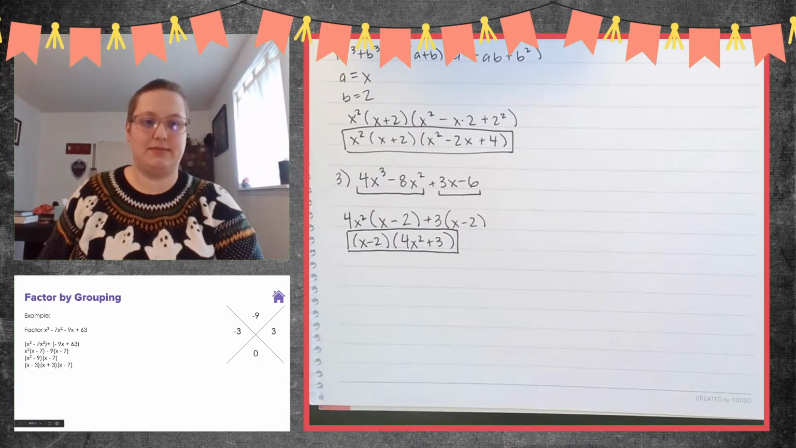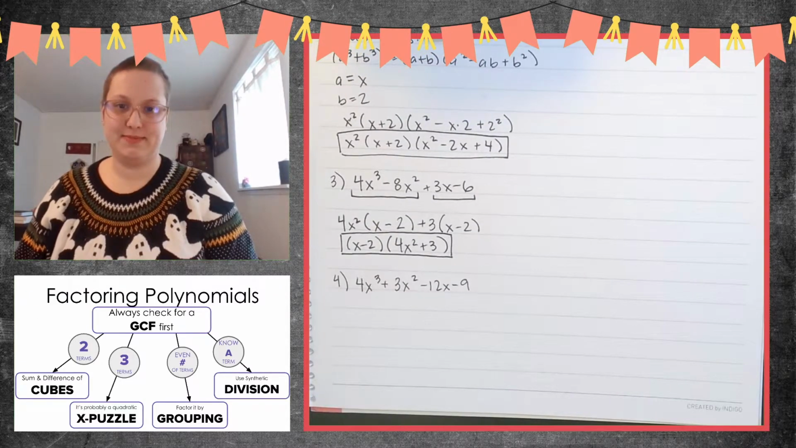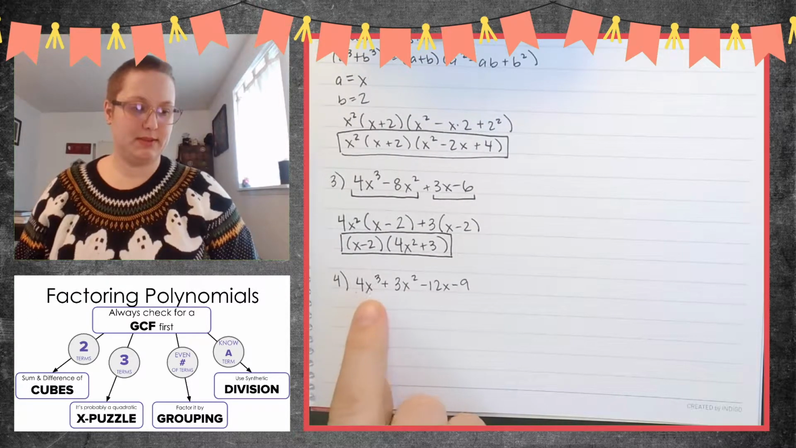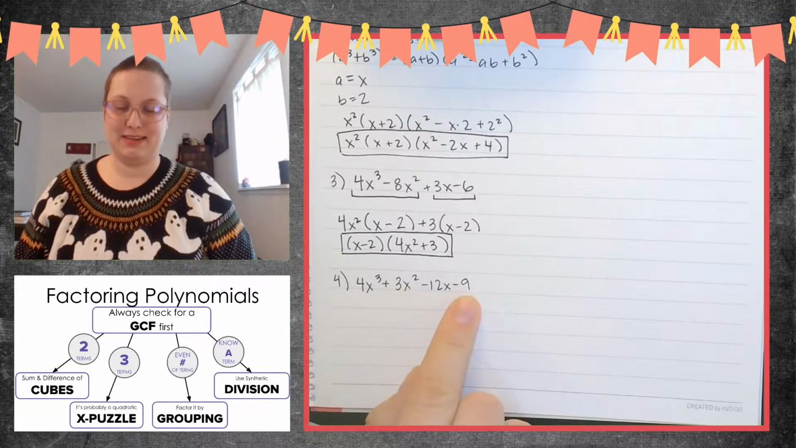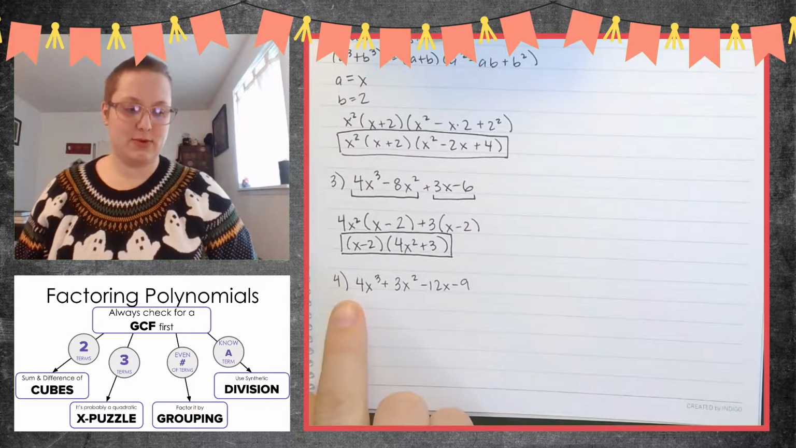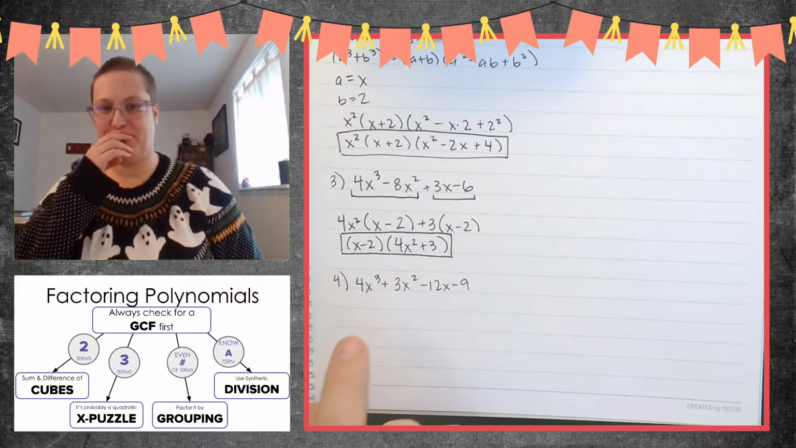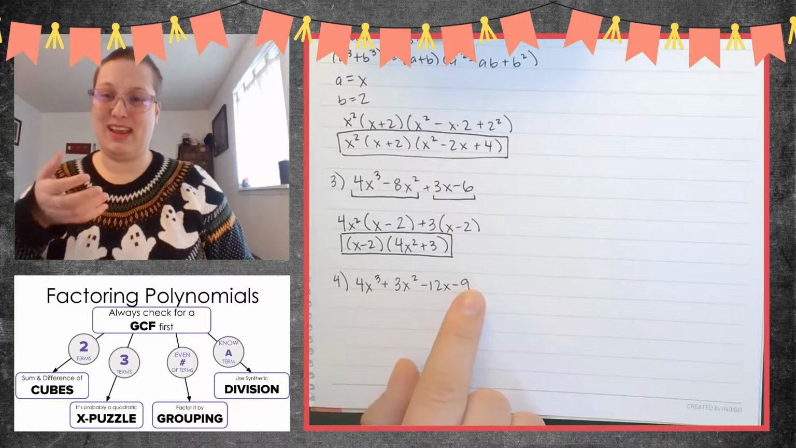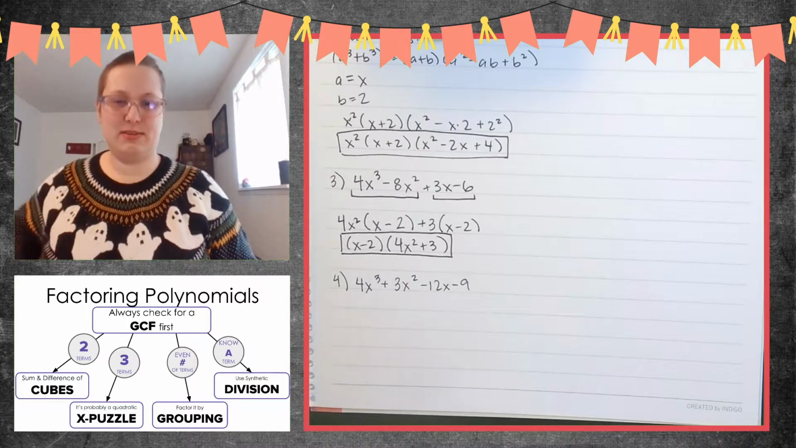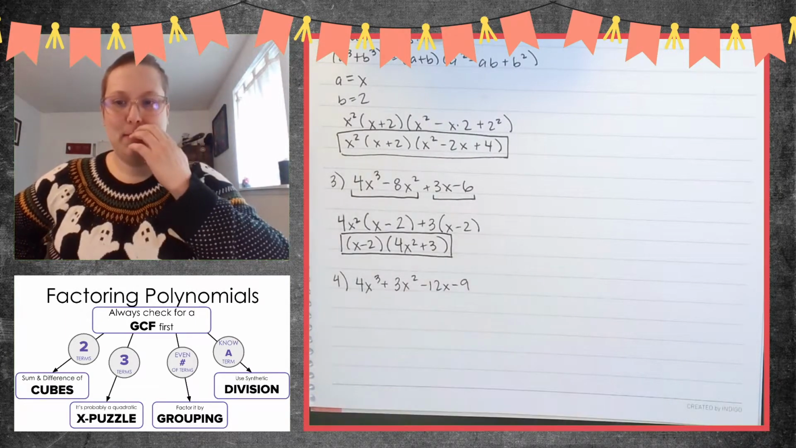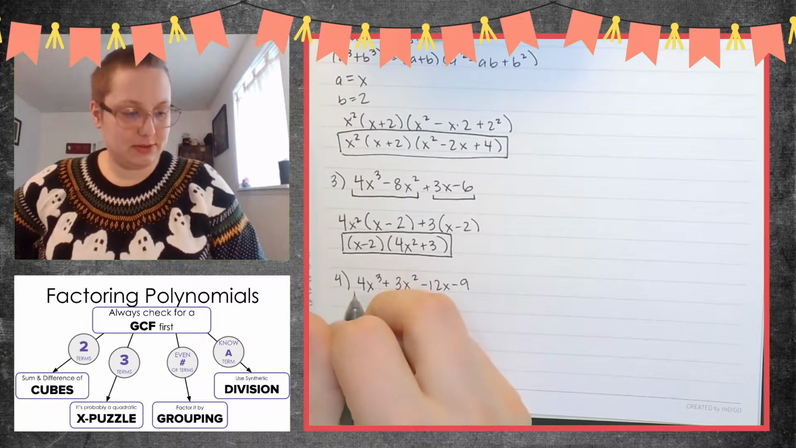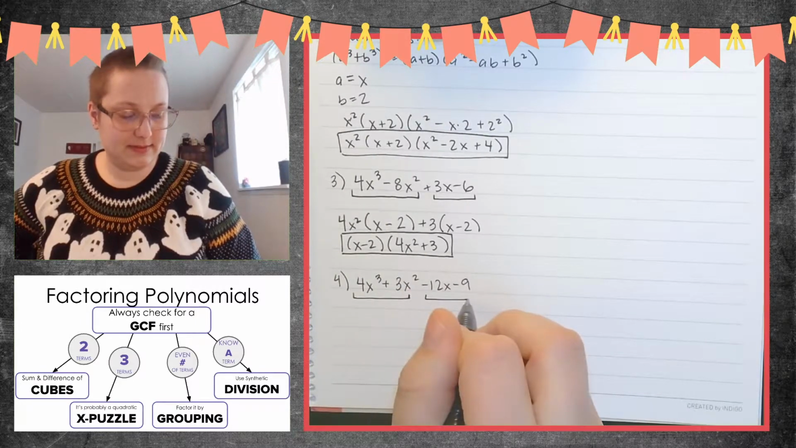Let's try another one. Okay, let's try this one. So I have 4x cubed plus 3x squared minus 12x minus 9. If I didn't have this 4 in front, I'd be able to divide all these by 3, but I have it in there, so I can't do that. And there's no x on the end, so I can't divide anything by x. So I'm just going to start with my factor by grouping again. So I'm going to group this set and this set.